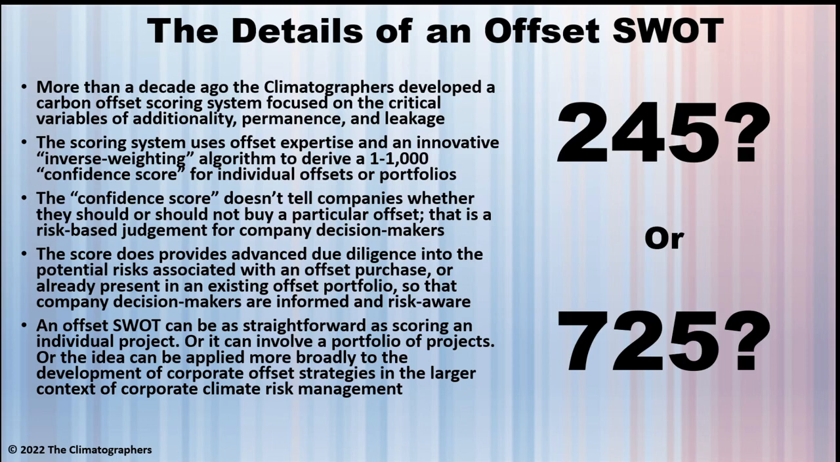Quite a while ago, the Climatographers developed a carbon offset scoring system focused on those three critical variables of additionality, permanence, and leakage. The scoring system uses both offset expertise and a very innovative inverse weighting algorithm to come up with a score that can apply to an individual offset or a portfolio between 1 and 1,000. The score doesn't tell you whether you should or should not buy a particular offset. That is a risk-based judgment for company decision makers.